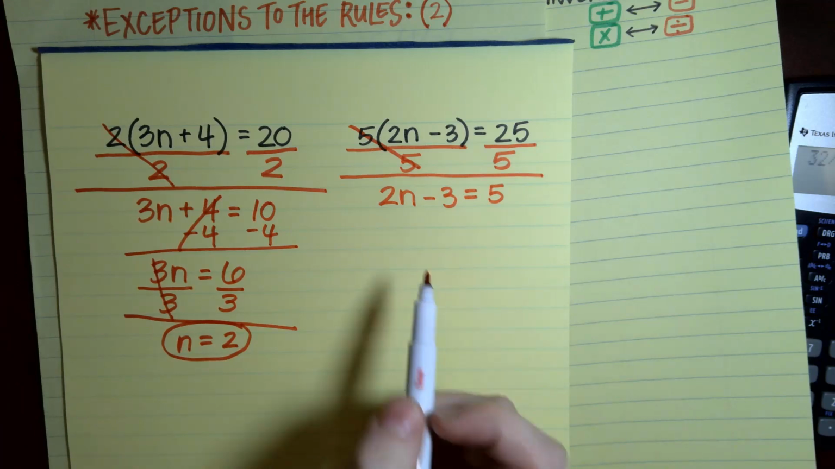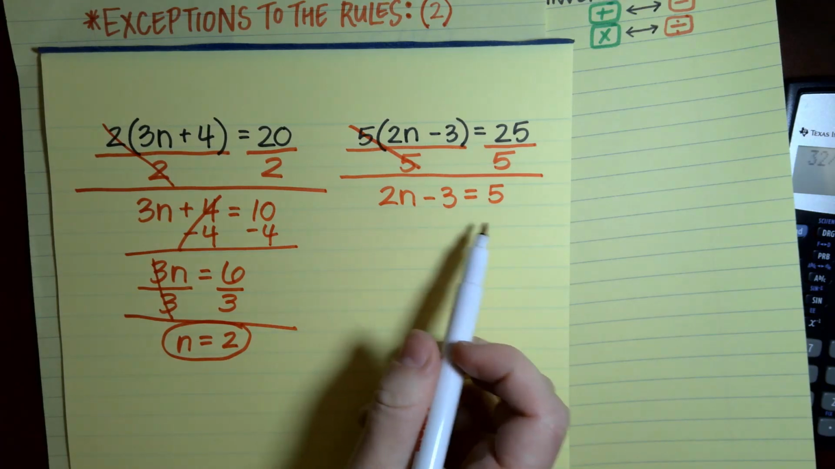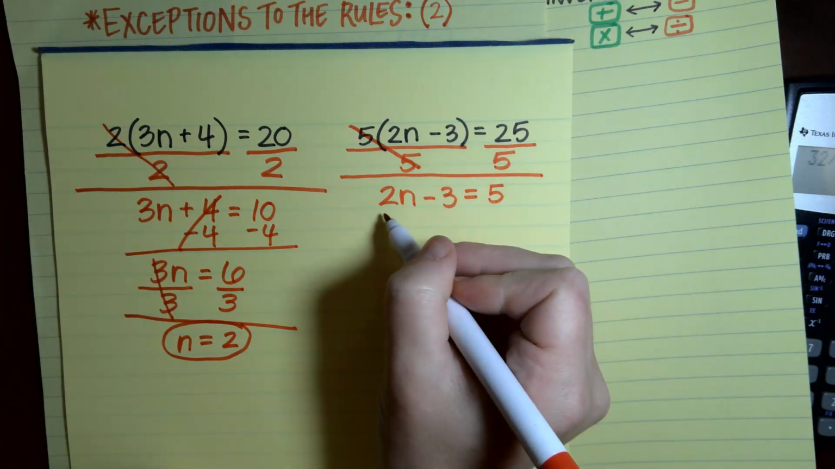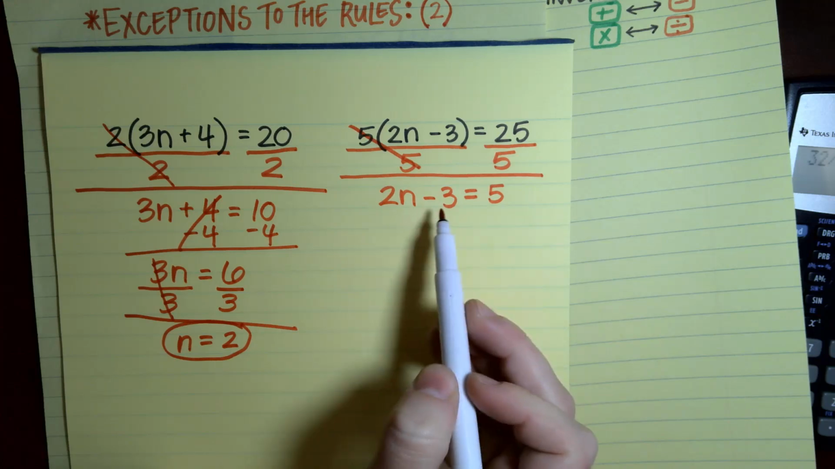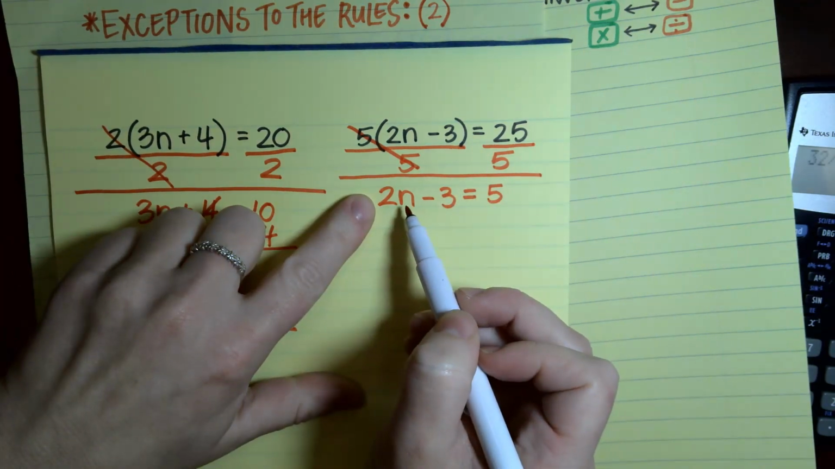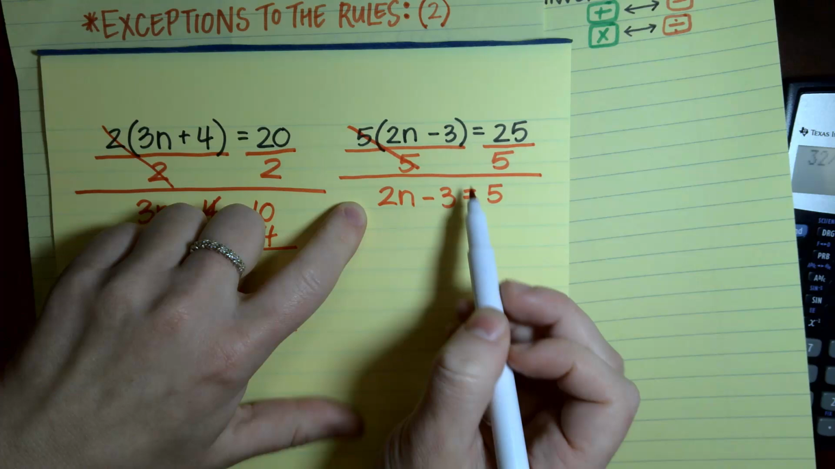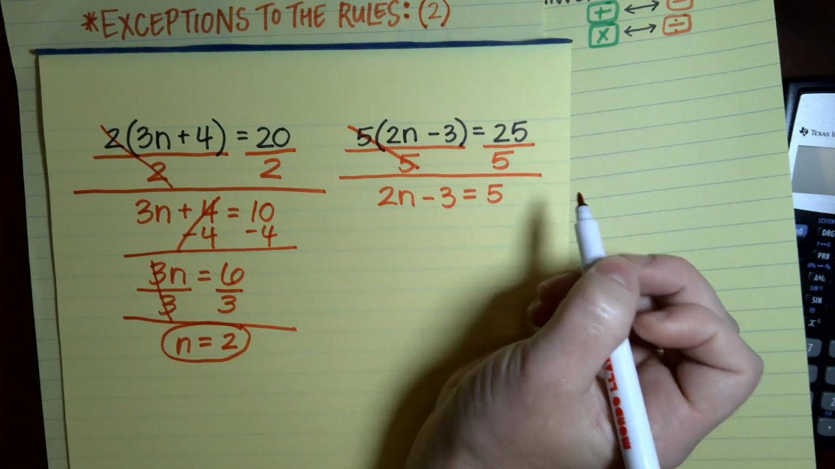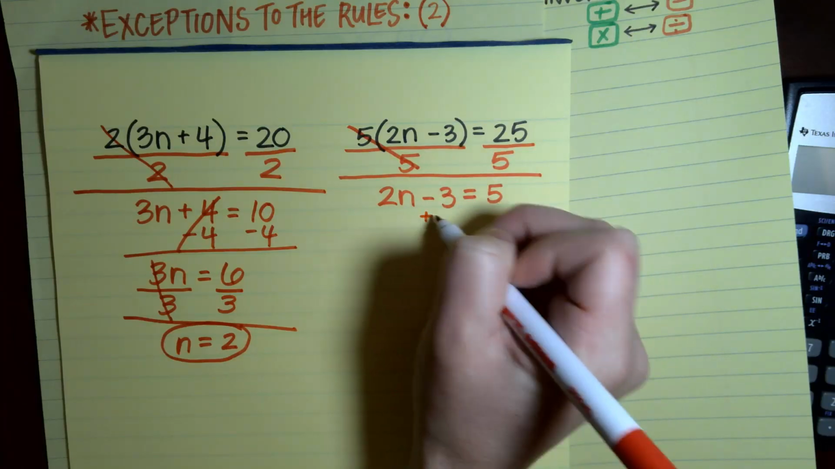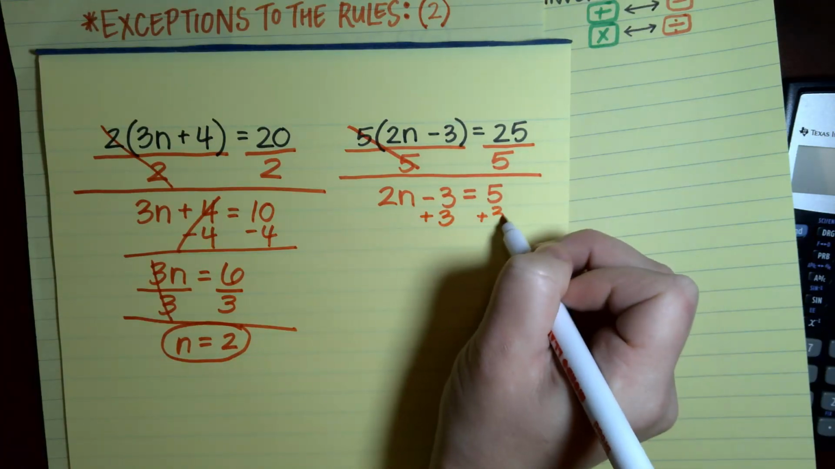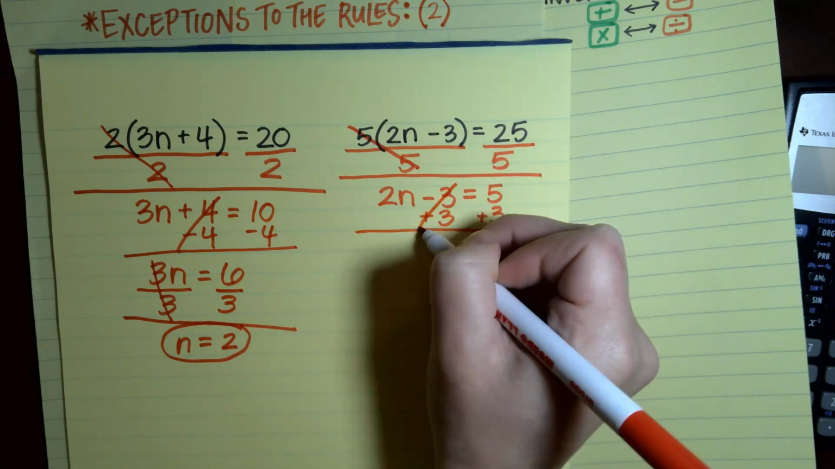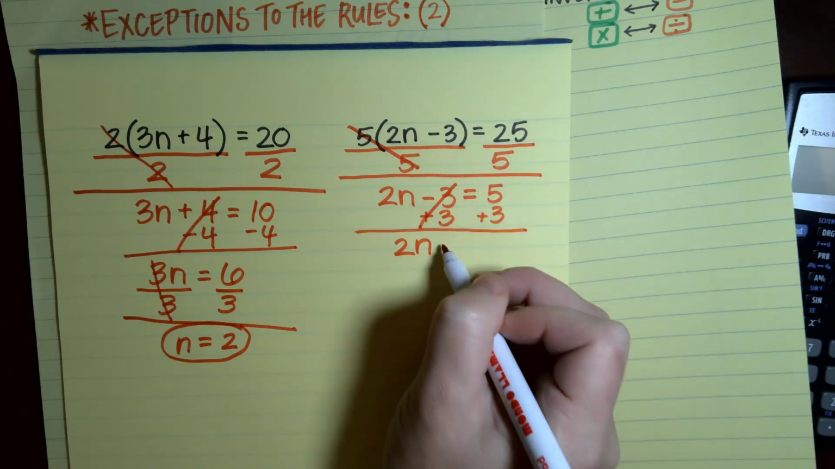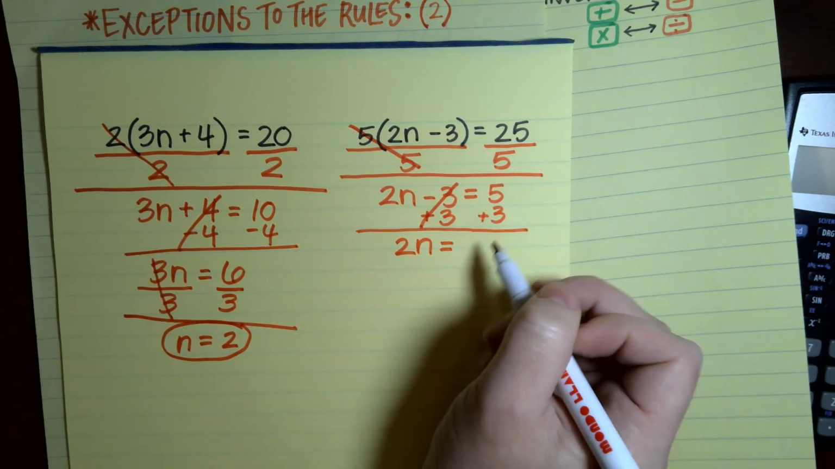Okay, now I have 2 times n minus 3 equals 5. What would I do next? Yep. Before we can separate the variable from the number, we've got to get rid of all the pluses and the minuses, the addition and subtraction. So I've got minus 3. How do I get rid of that? Plus 3. Good. We'll do that to both sides. My 3's cancel. On this side, I'm left with 2 times n equals, and 5 plus 3 is 8.